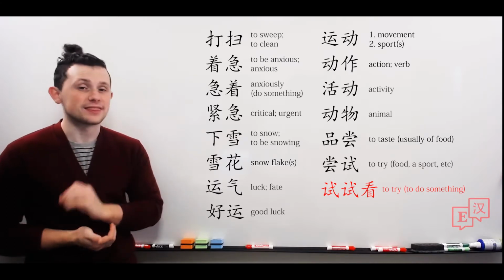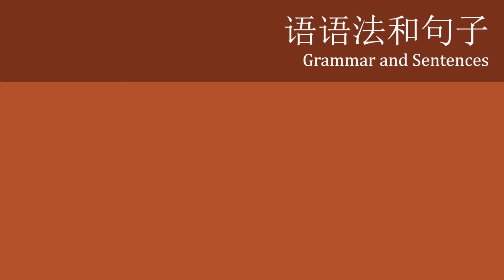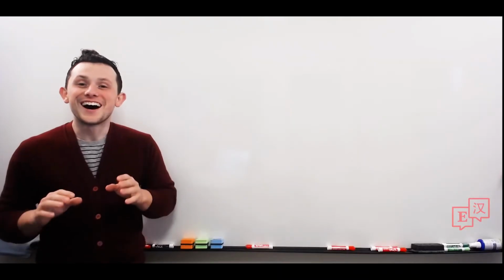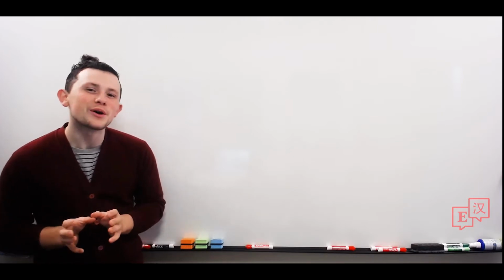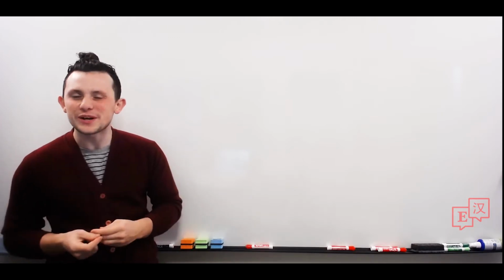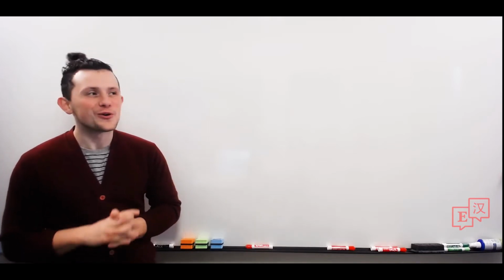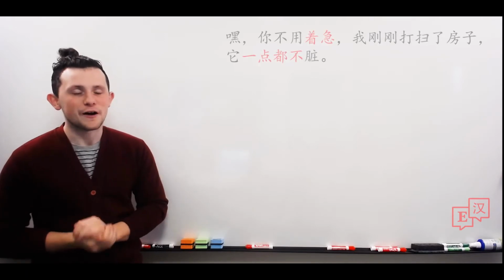试试看. That is all for our words. For today's grammar and sentences, we're going to look at some useful example sentences using our vocabulary. So, up to this point, we have learned a bunch of Mandarin. And we're getting to the point where we can start creating some really eloquent, really meaningful, and more interesting sentences. So, for today's grammar and sentences, we will do just that. Our first sentence today.